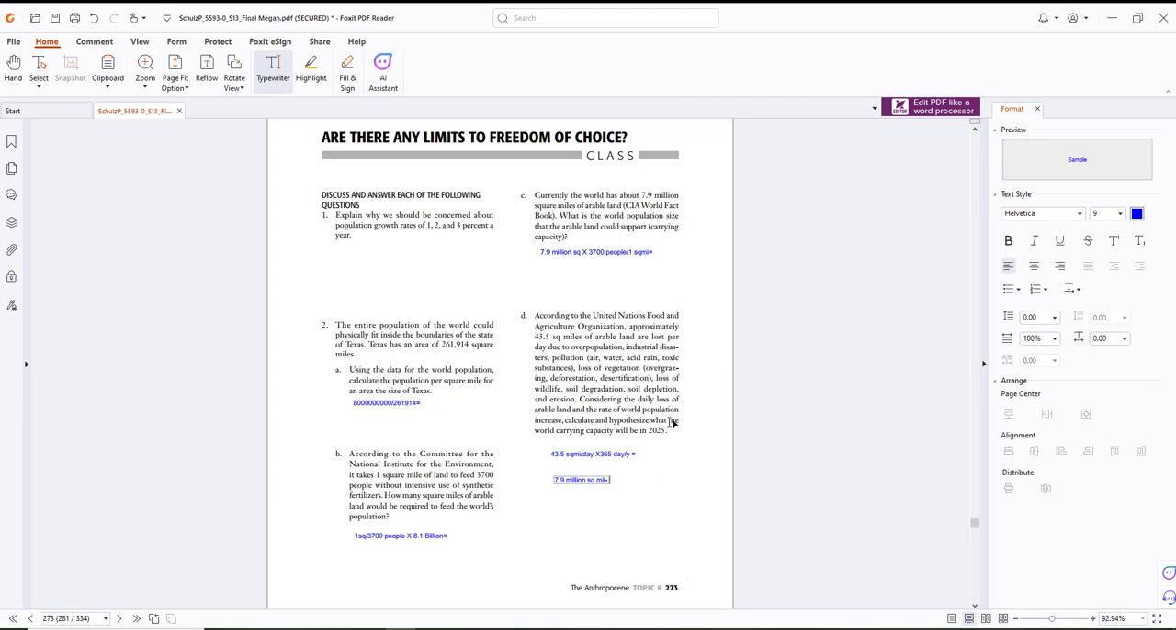Okay, whatever this number was, y. And then from there, you have to multiply that by this number, by the 3,700 people per square mile, to get how many people for our carrying capacity.